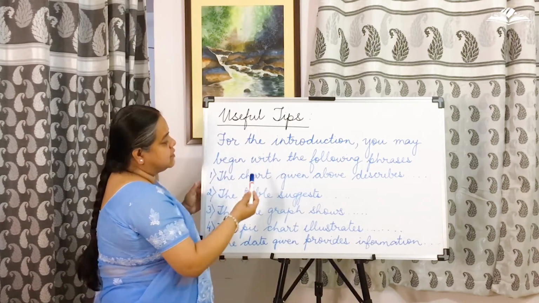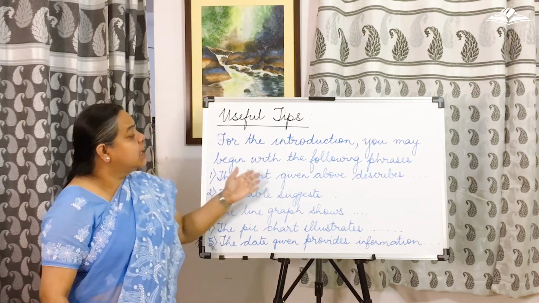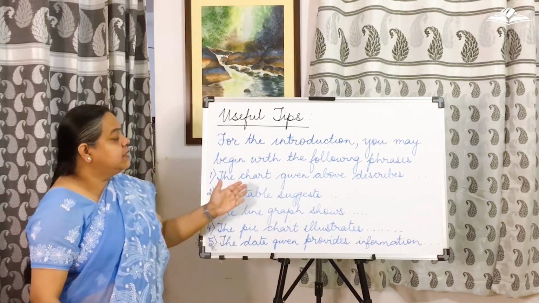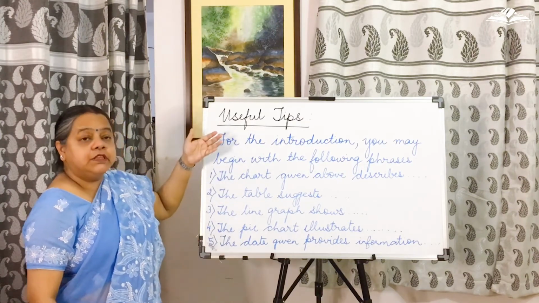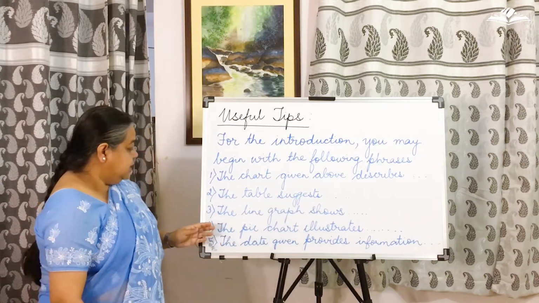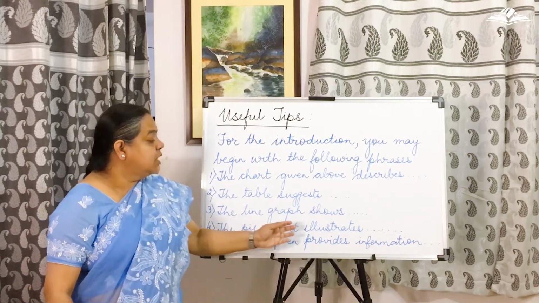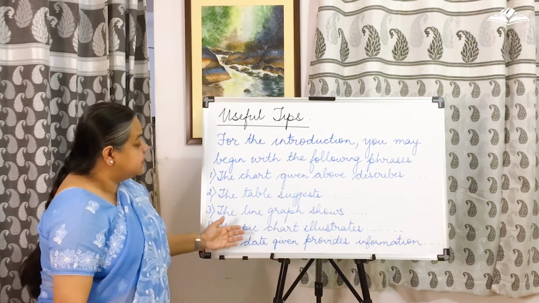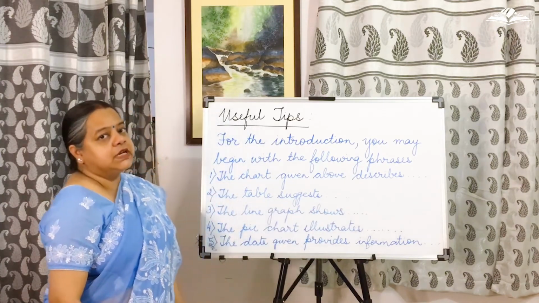Okay, now let us go through some useful tips. For the introduction, children, you may begin with the following phrases. You may say, the chart given above describes, or you can write, the table suggests. If the graph in the question is a line graph, you can say, the line graph shows. Then, if the question is in the form of a pie chart, you can say the pie chart illustrates that. And lastly, you can also write, the data given provides information about, and then you can begin with the introductory paragraph.